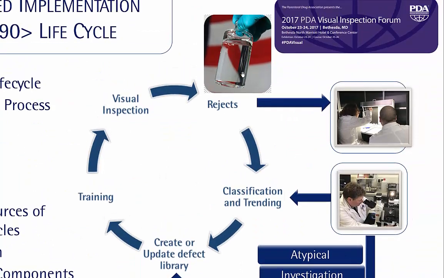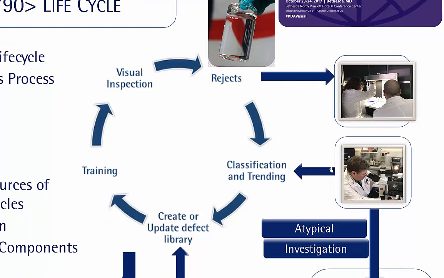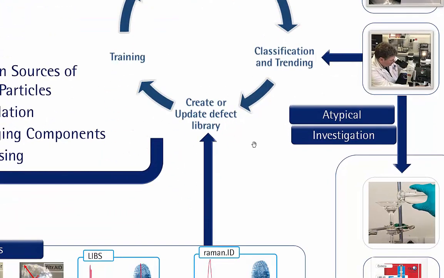It all starts with some rejects that you classify and trend. Classifying and trending could use a black and white background as well as an inverted microscope. If it's just a black and white background, it takes you about 1 to 5 minutes to characterize one reject. If you use the inverted microscope, you might spend 10 to 20 minutes for that operation. And then you can populate or create and update a defect library accordingly.